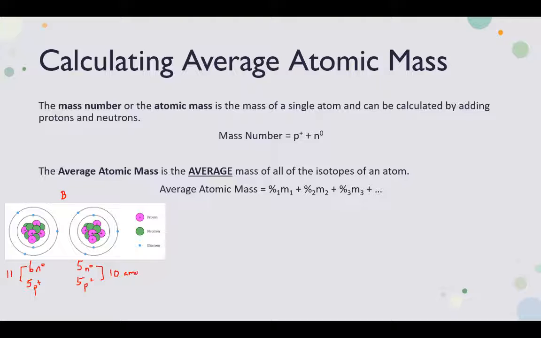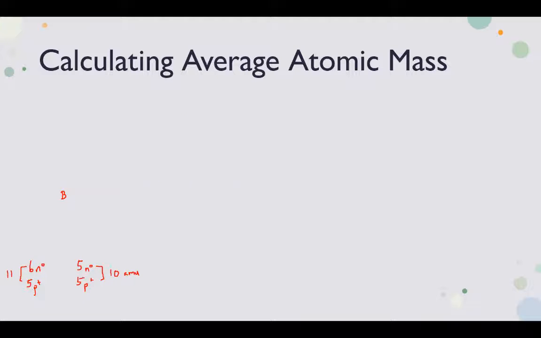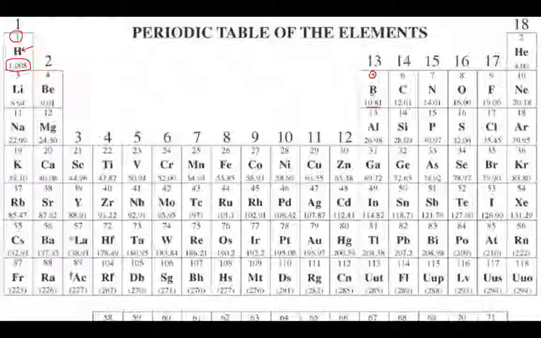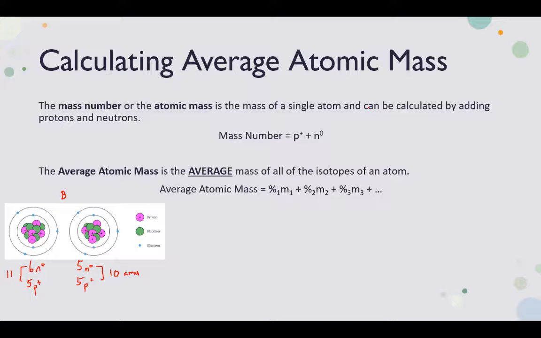So if 50% of my atoms of boron had a mass of 11 and 50% of my atoms of boron had a mass of 10, then I could tell you, oh, the average between 10 and 11 is 10.5. So my average atomic mass would be 10.5. When I look at the periodic table, I see that my average is actually 10.81, which means that I have quite a few more boron atoms that have a mass of 11. 10.81 is closer to 11 than it is to 10.